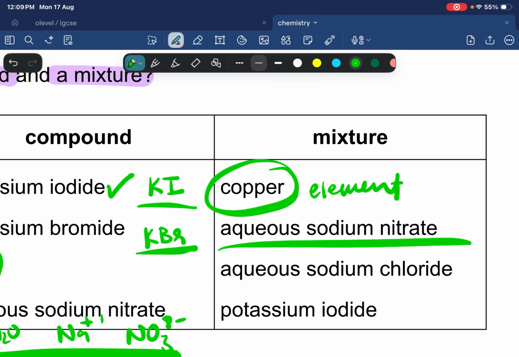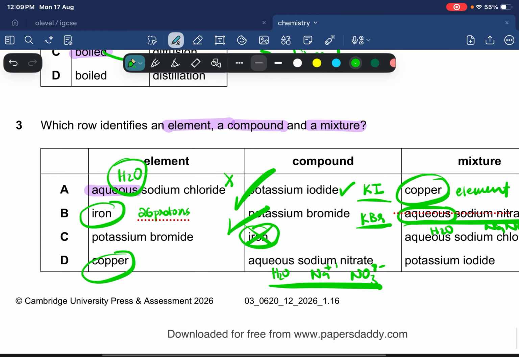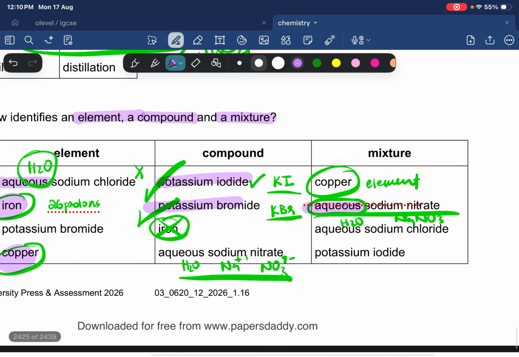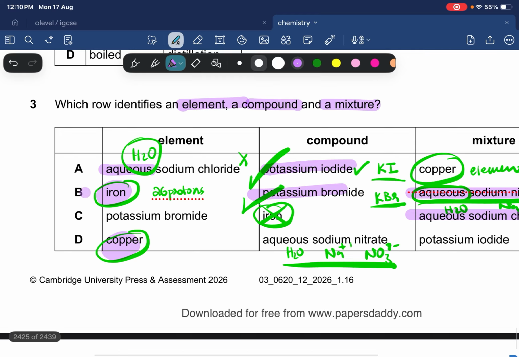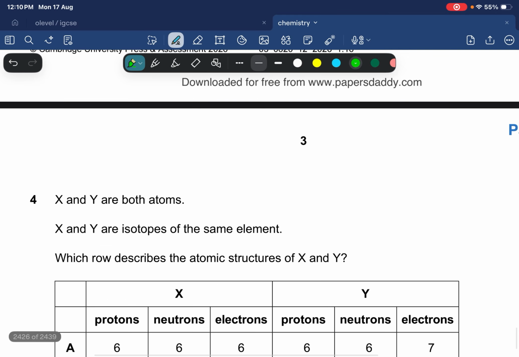Aqueous sodium nitrate is a mixture, but a mixture of what? A mixture of two compounds. One is aqueous, that is water, the other is sodium nitrate, which is NaNO3. So over here, iron and copper were elements, potassium bromide and potassium iodide were compounds, and aqueous sodium nitrate and aqueous sodium chloride were mixtures. So all three correct are in this option.